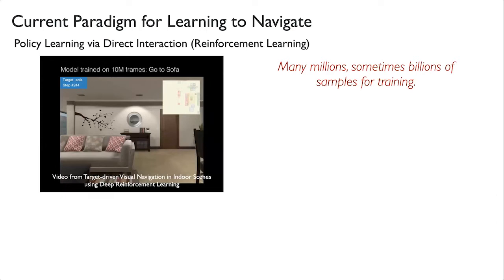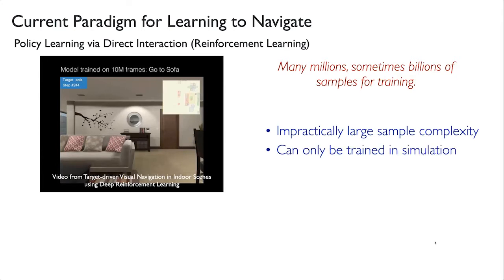Now, this is good. I mean, if this is the only paradigm, then I guess we have to live with it. But this paradigm has drawbacks, right? There is impractically large sample complexity, right? So I do know policies that have been trained with billions of samples of training. Now, billions of samples, there's no question that you just can't do this in the real world, right? So you have to build a simulation environment, right? So if you follow this paradigm, then we have to build simulation environments.